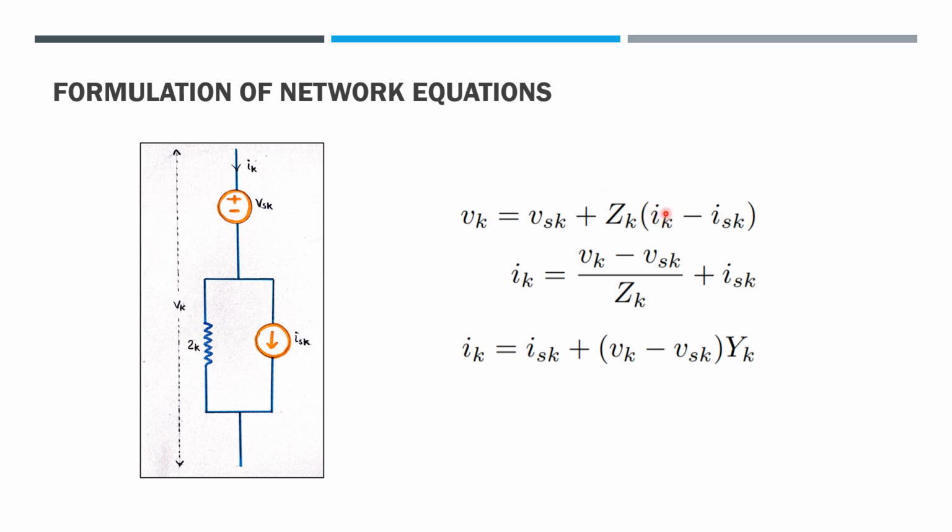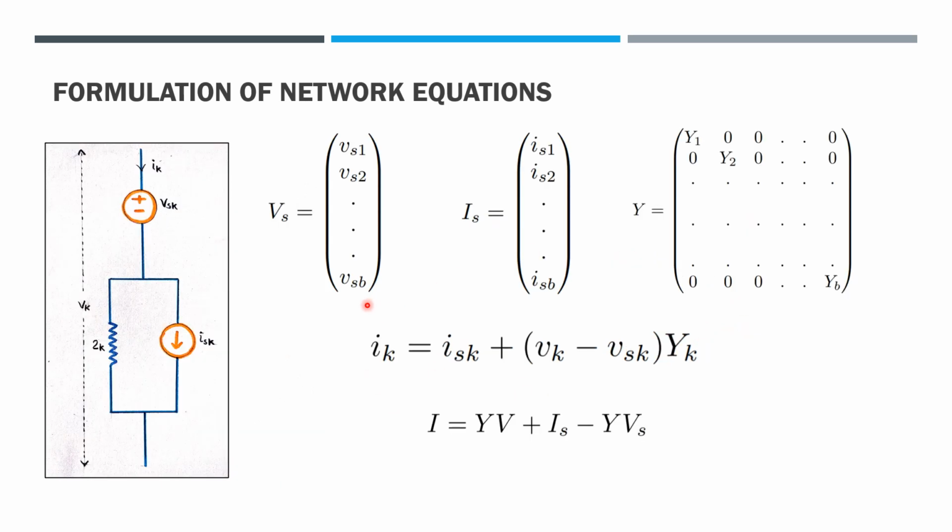Now let's make Ik the subject of the equation. We will get Ik is equal to (Vk minus Vsk) upon Zk plus Isk. Let's say 1 upon Zk is equal to Yk. Yk is the admittance of the kth branch. Here it will be 1 upon Rk. Rk is equal to resistance of kth branch, and here Rk is equal to Zk. So Ik is equal to Isk plus (Vk minus Vsk) into Yk. Okay, so this is the equation which we have derived in the previous slide.